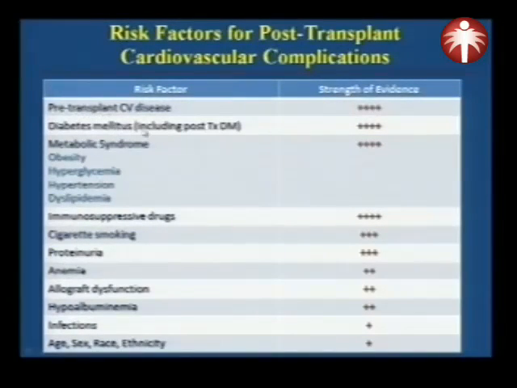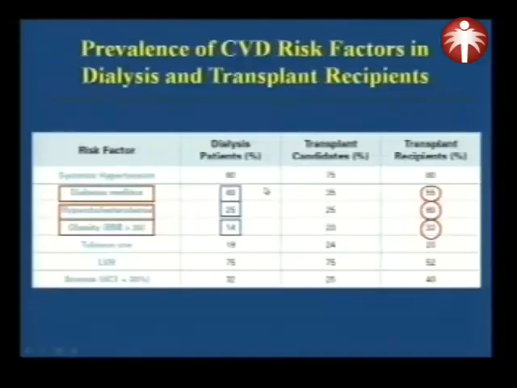And you can see a pre-existing cardiovascular disease, the strength of evidence is quite high. We give here 4 pluses. Likewise, diabetes mellitus and metabolic syndrome, again 4 pluses, and immunosuppressive drugs. Then, though they are important but less risky, are cigarette smoking, proteinuria, and so on and so forth, of other risk factors.